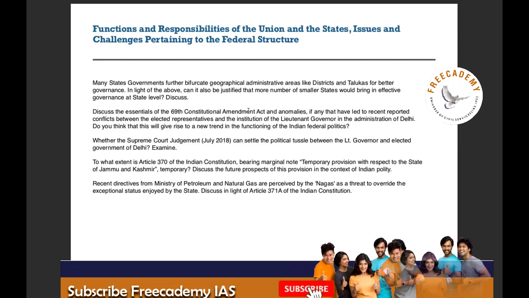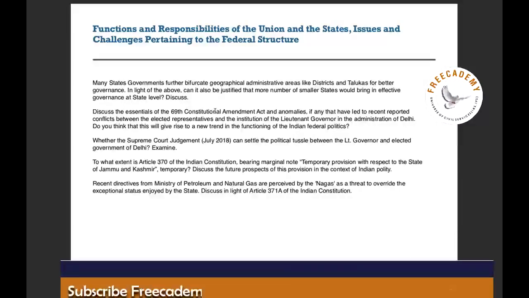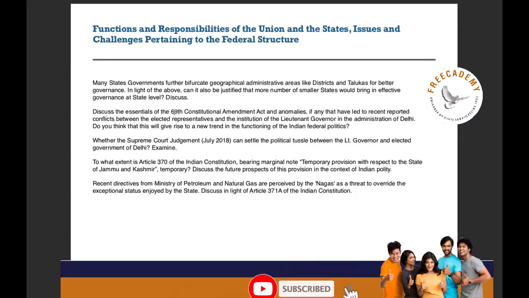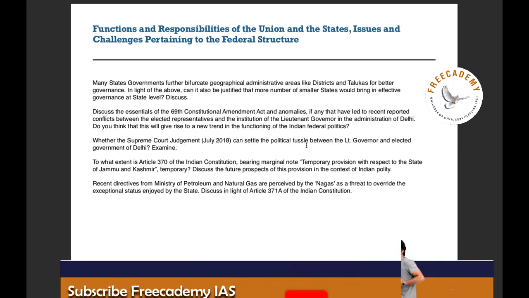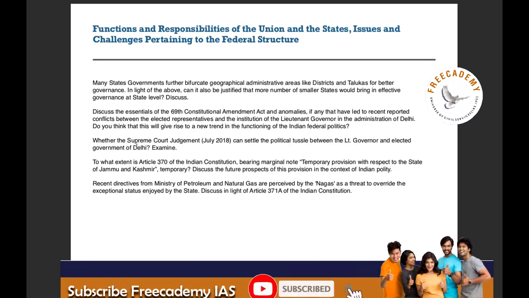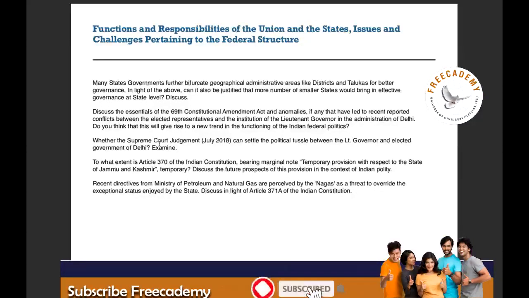Then the second question is about the conflict, the issues in the separation of power between the Union and state, like the issues between the Lieutenant Governor and the Chief Minister of Delhi. And this issue was repeated in the 2018 exam, that how the Supreme Court judgment can settle the Lieutenant Governor and elected government issue of Delhi. So you can see how the questions repeat also in some different fashion.